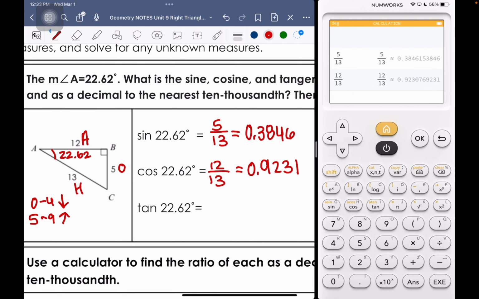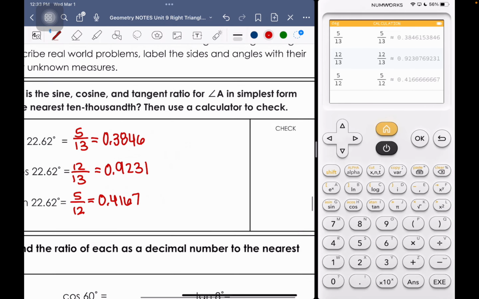And then tangent of 22.62, that is 5 over 12. So that's going to get us 0.4167. It's 0.666, but we rounded to get up to 7. And now we can actually check all of these in our calculator.